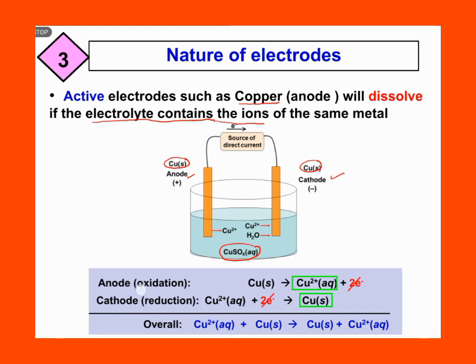At the anode, which undergoes oxidation, the copper electrode ionizes to become copper ion. At the cathode, which undergoes reduction, the copper ions will be selected to discharge at the cathode to become copper solid. The equations at the anode and cathode can be written as shown. The overall equation can be written as copper ion aqueous plus copper solid to become copper solid and copper 2 plus aqueous.